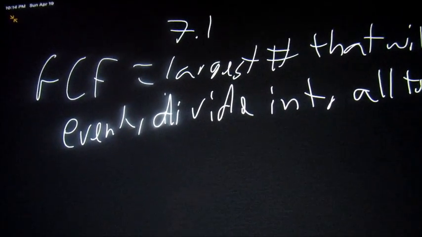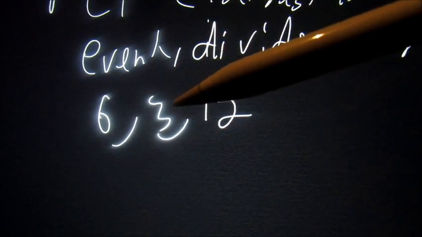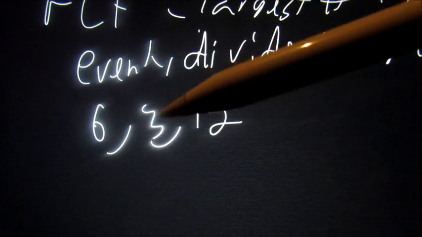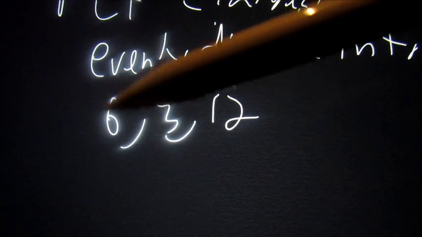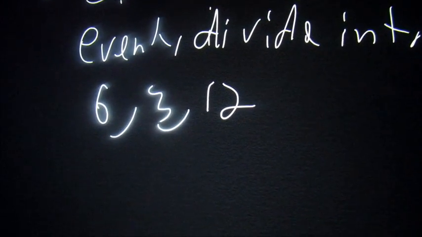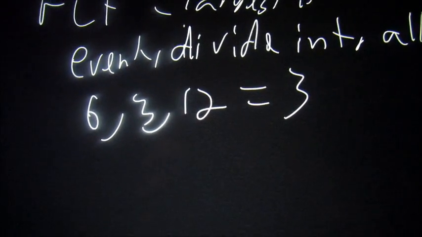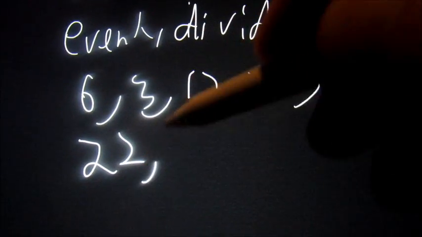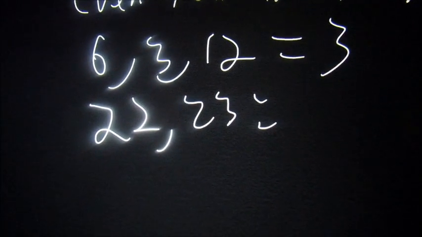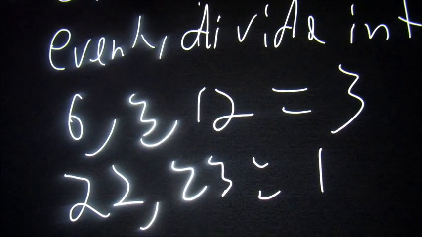So to start out with numbers, let's say we have 6, 3, and 12. 3 is the smallest number here, so we're going to start with that. 3 will divide into 6, it'll obviously divide into 3, and it will divide into 12, so the answer here is 3. That's going to be the greatest common factor. If you have something like 22 and 23, the greatest common factor is just going to be 1, because that's the biggest number that will divide into both of them.